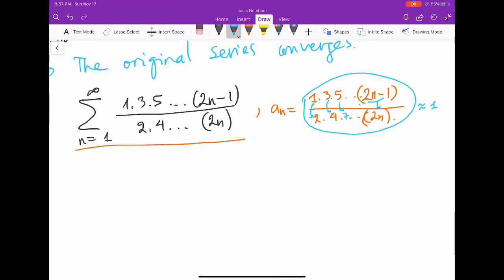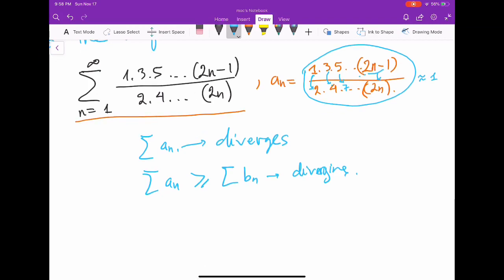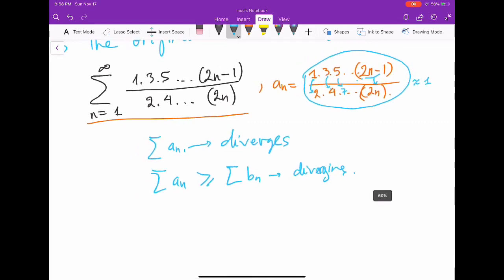We need to use comparison, right? If we think this series diverges, we need to show that this series is greater than some series that diverges. Okay, so here's the comparison, right? If you have some a_n and you want to show that a_n diverges, you might need to prove that a_n is greater than or equal to some b_n which is diverging, right? So in this situation, a_n looks like this. So how to find b_n? I'll find b_n in the following way.